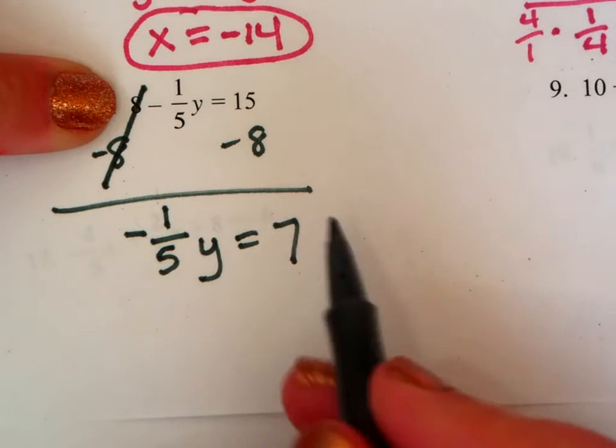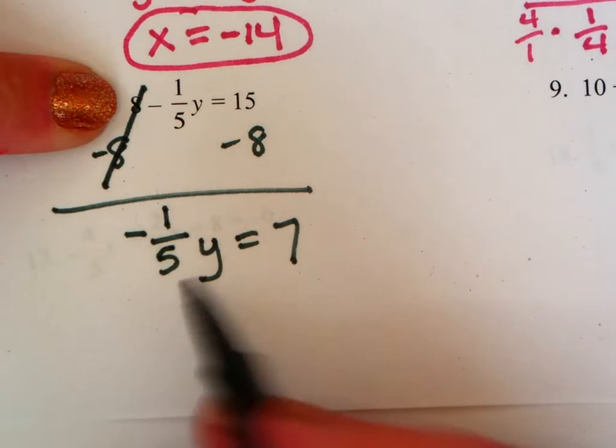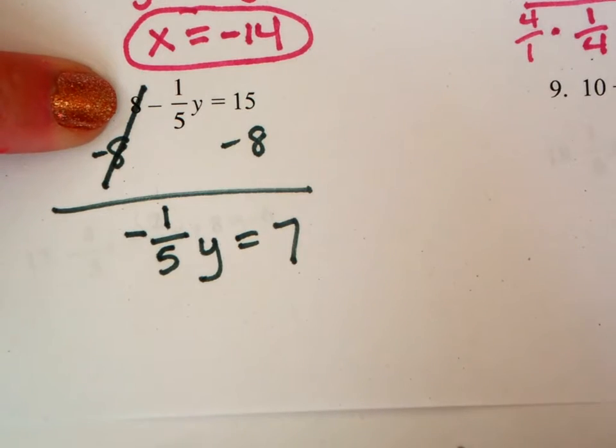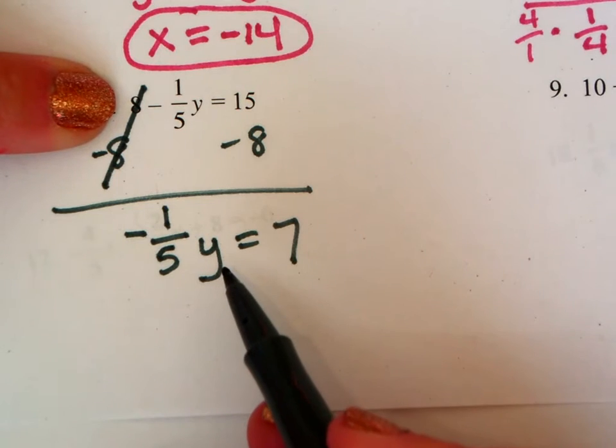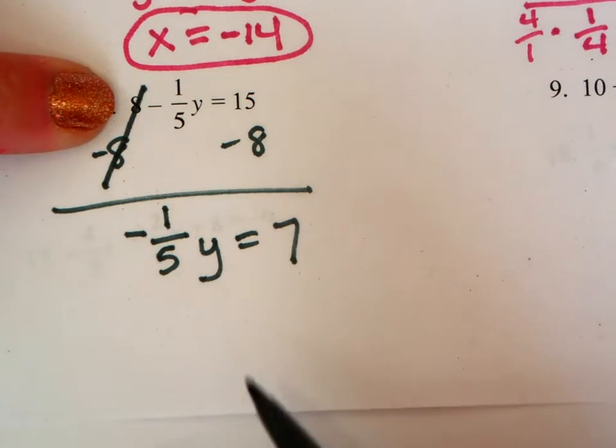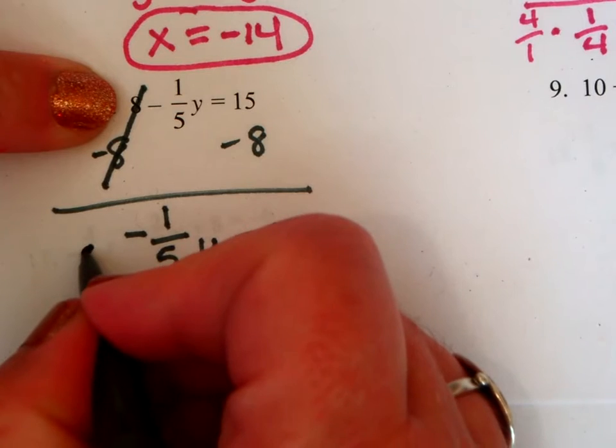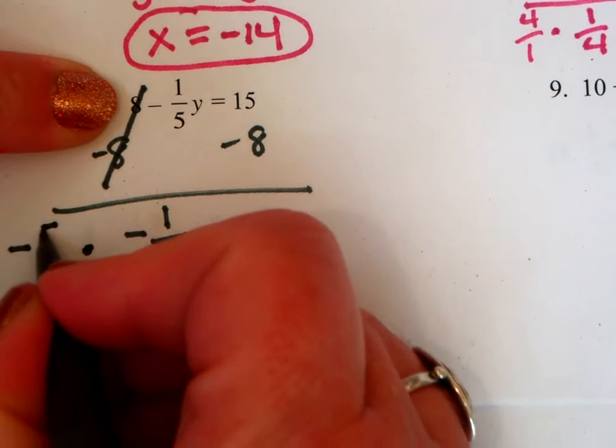And then my next step, because I'm now going to want to get rid of that negative 1/5 because I just want to know what y is. My goal is to find just y to isolate the variable. Okay, so I'm going to multiply by negative 5 over 1.